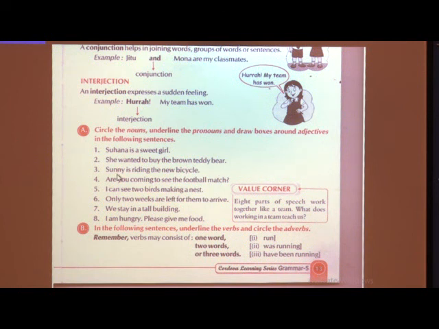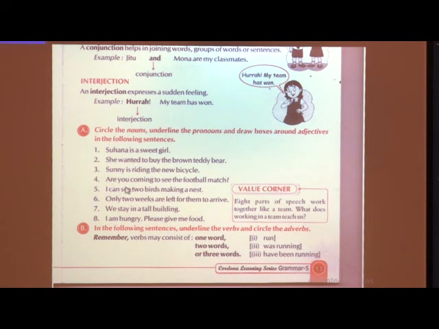Third sentence, Sunny is riding the new bicycle. Which is a noun? Sunny. So, you are going to circle the word Sunny. Then bicycle is also a noun. So, you are going to circle it. And now, which is the pronoun? A pronoun is not there. So, which is an adjective? Yes, new, because it is describing the noun bicycle. So, you are going to draw a box around the word new, because it is describing the noun bicycle.